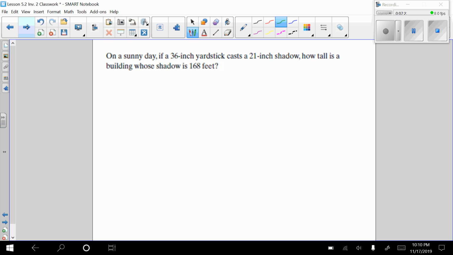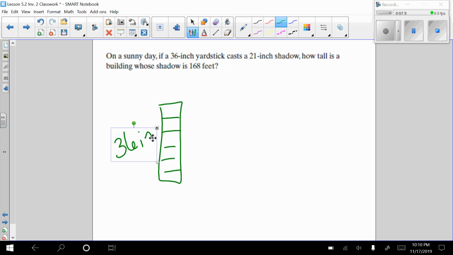Now, in the space you have below, we're going to do one more that we don't have a picture for, and it's not in your book, but we're going to go ahead and do it, and I'd like you to draw it. On a sunny day, if a 36-inch yardstick casts a 12-inch shadow. Well, let's just draw a rectangle here. That kind of is my yardstick. I put some lines in it, and I know that it's 36 inches tall. And here is the shadow that it casts.